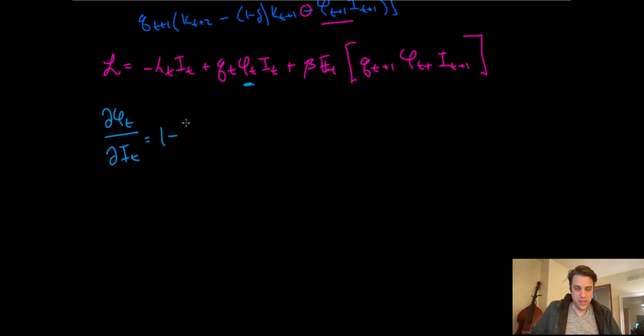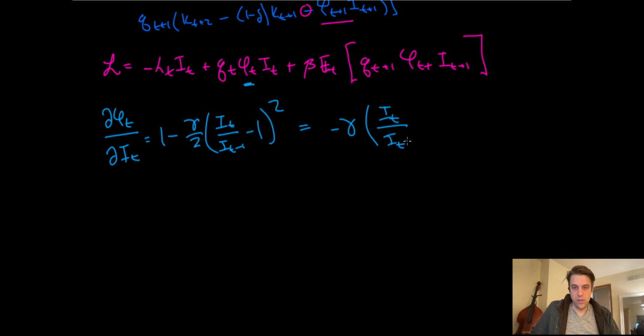What was phi_t? This was gamma over 2 times I_t over I_{t-1} minus 1, squared. And so when we take the derivative with respect to I_t, we first have to take the derivative of the outside. So we'll get minus gamma times I_t over I_{t-1} minus 1. And then the derivative of the inside, which we just have this constant I_{t-1}. Constant from the perspective of I_t. So it'll look like this.